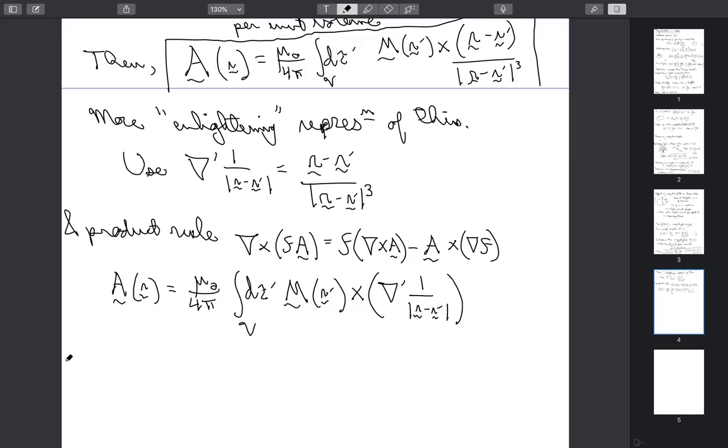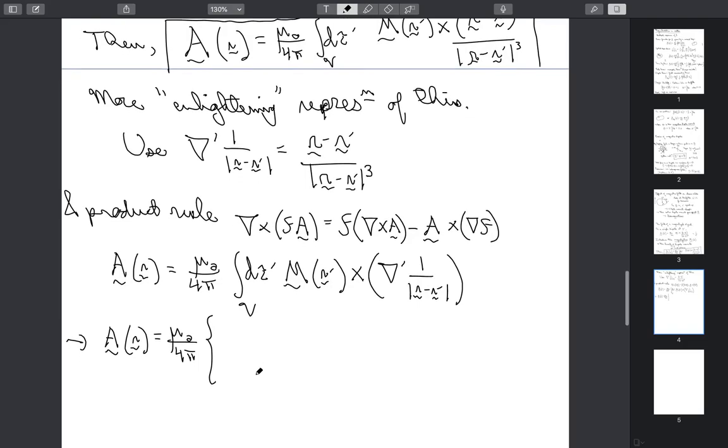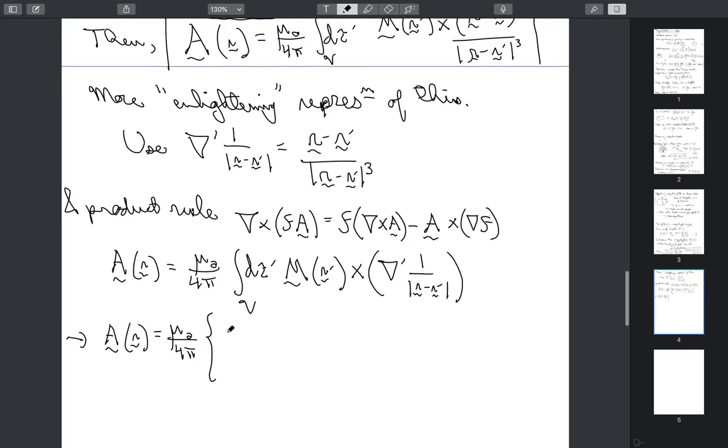Okay, so what I get is that the A at r is going to have a mu 0 over 4 pi. And now I'm going to give some big curly braces here. So what do I get? I get an integral over the volume d tau prime. And now you see I will have this term here.